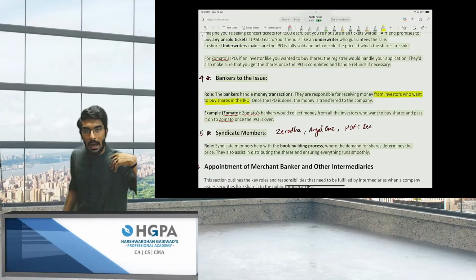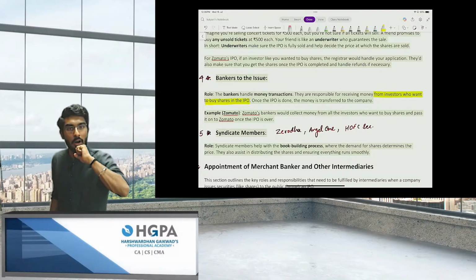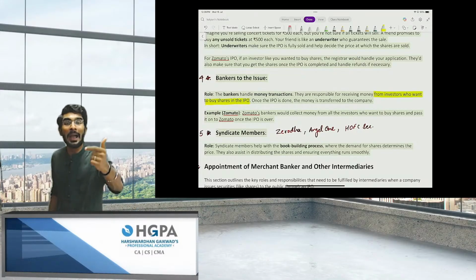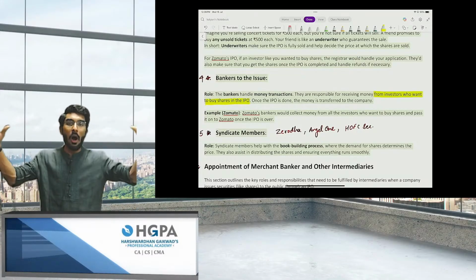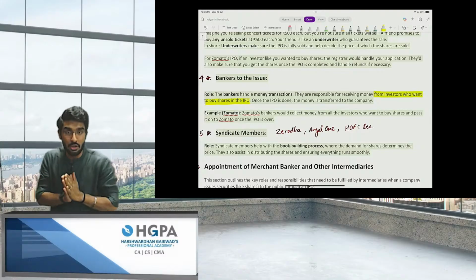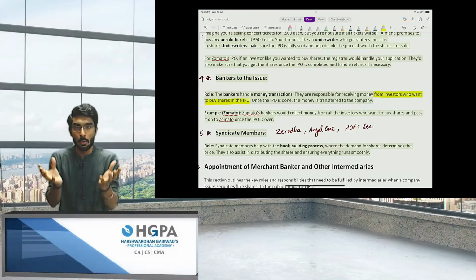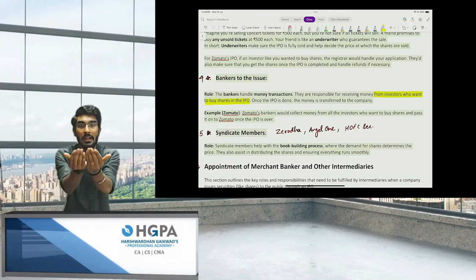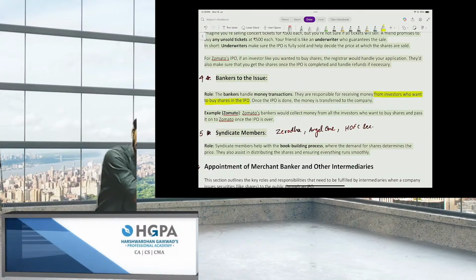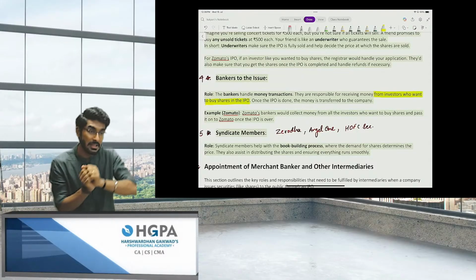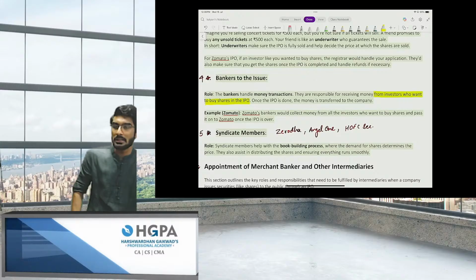Supposing you and I want to purchase shares of the Zomato IPO, that means we will pay to the banker to the issue. Once all the investors have paid the banker to the issue, if everything goes well, the banker to the issue will transfer all the money that they have received to the company. This is their main job.